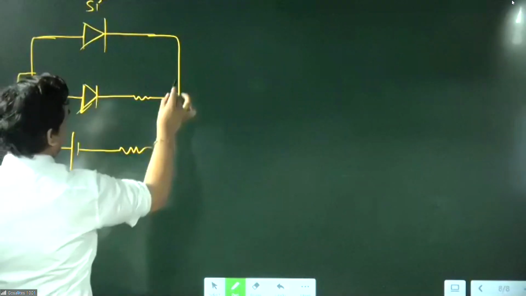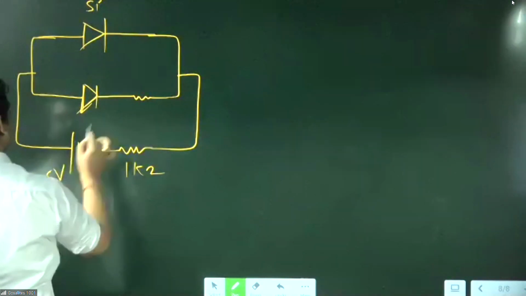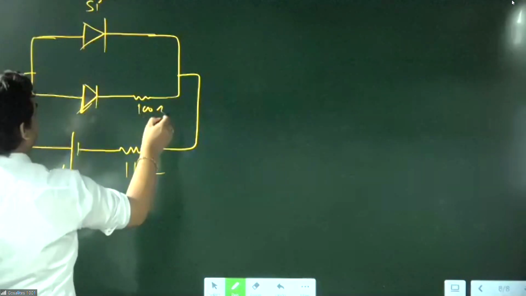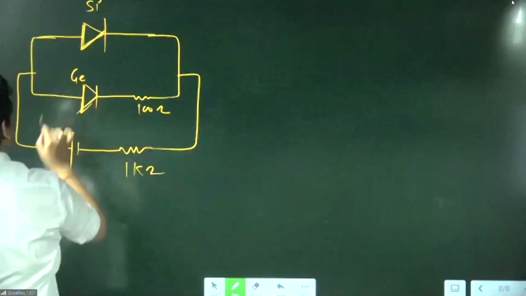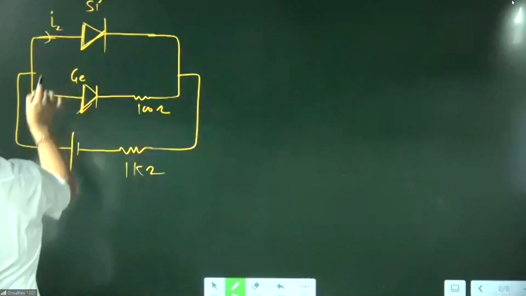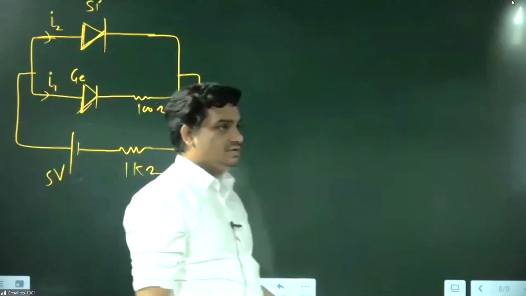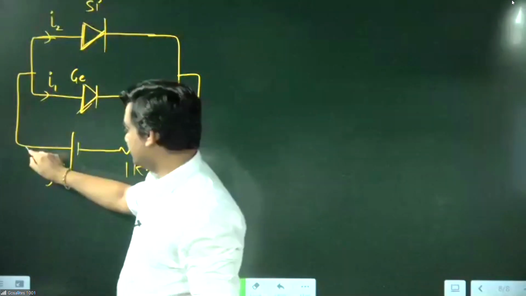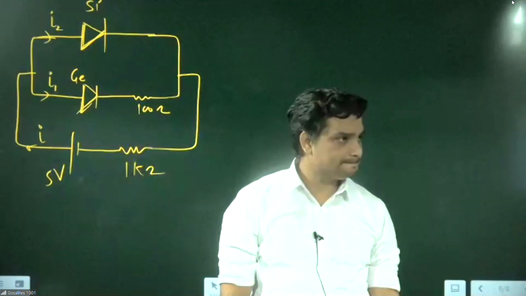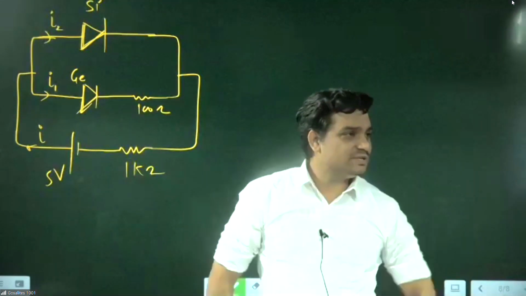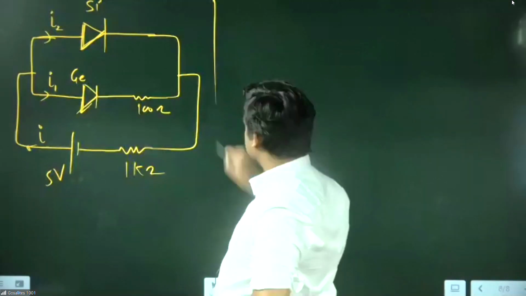This is exactly the same question, only what is the change here? This is the 100 ohm, this is your silicon, this is the germanium. Here this is the I2, this is the I1. You have to get I2 and I1. This total current is I. So you have to find I1, I2. Clear? This one you have to practice in a study hour. I will discuss this one. Now coming back to your atoms.